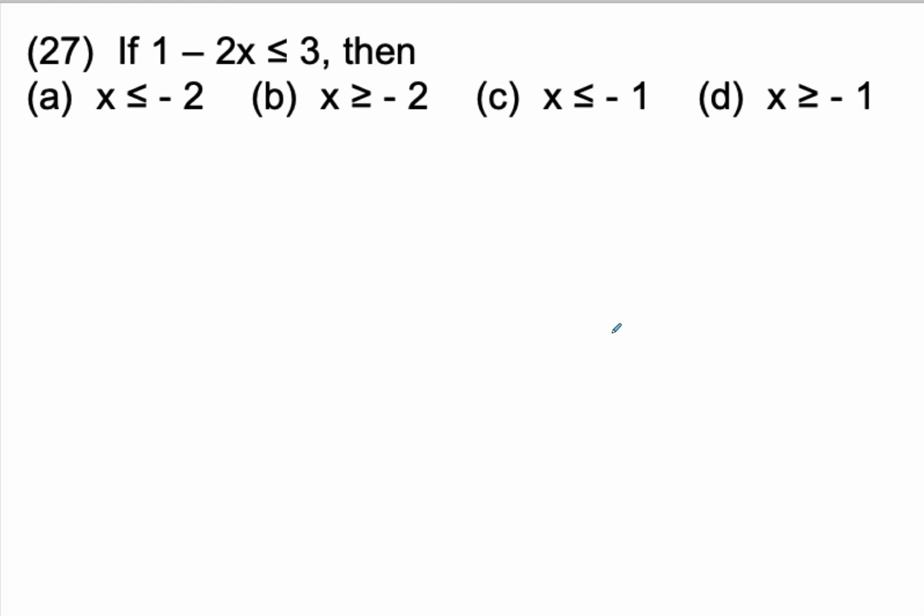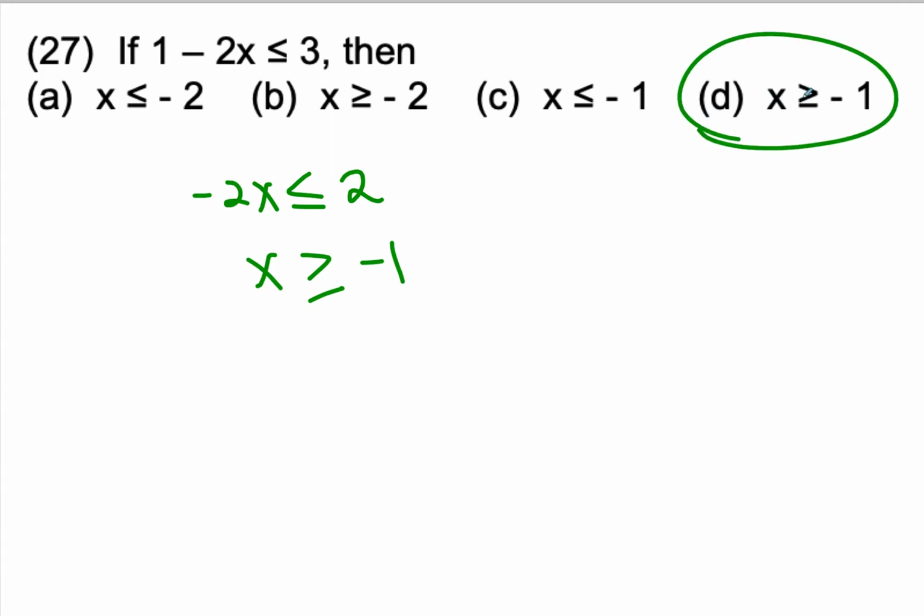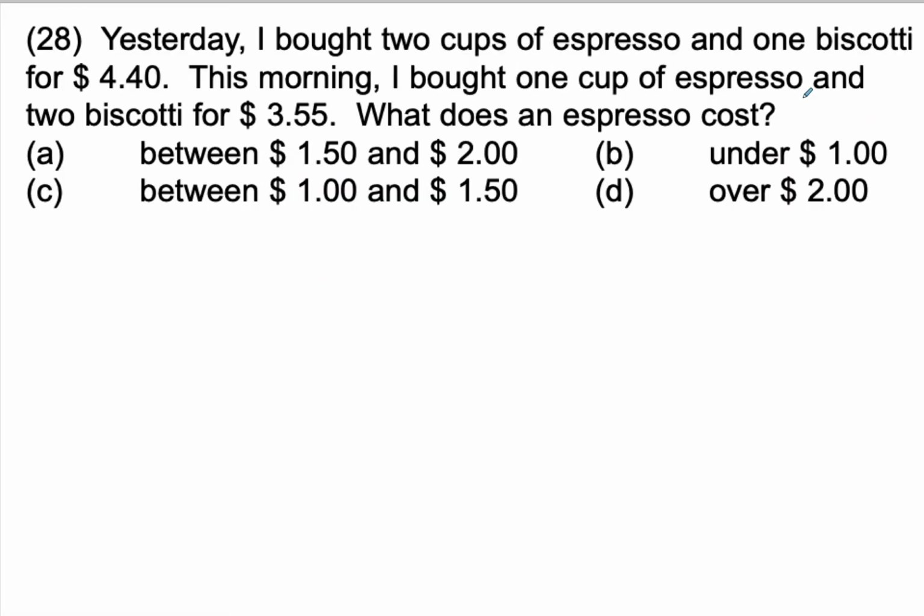All right, number 27. So to solve for x, I need to subtract 1, so we get -2x is less than or equal to 2. And then I have to divide by -2. Then x, and then I can compare that as -1. But when you divide by a negative number, we have to switch the sign. So x has to be greater than or equal to -1. Choice D becomes the answer. All right, number 28.